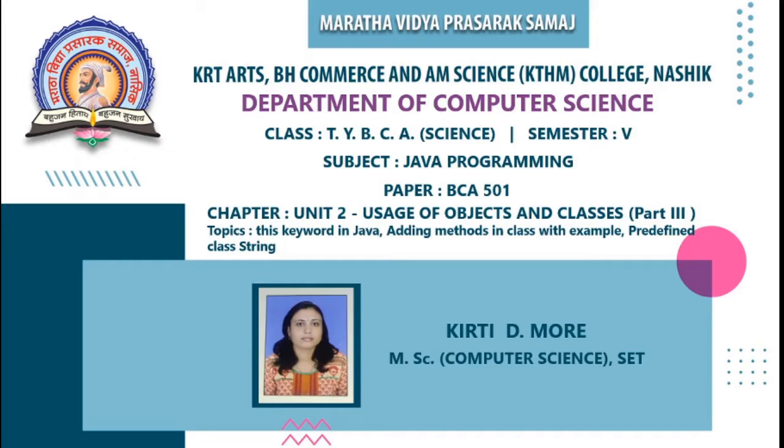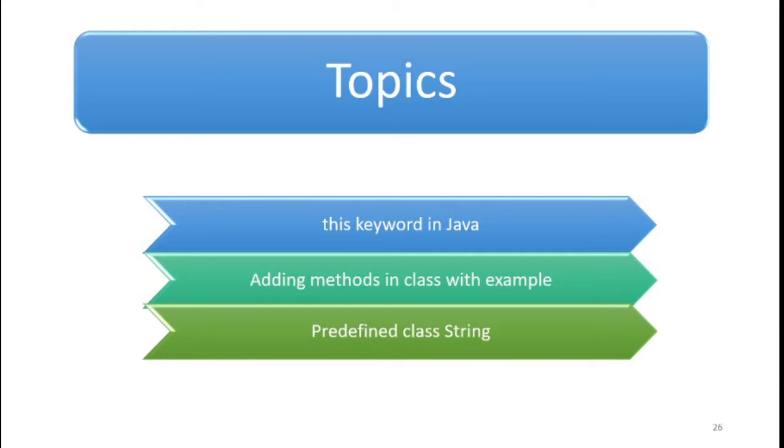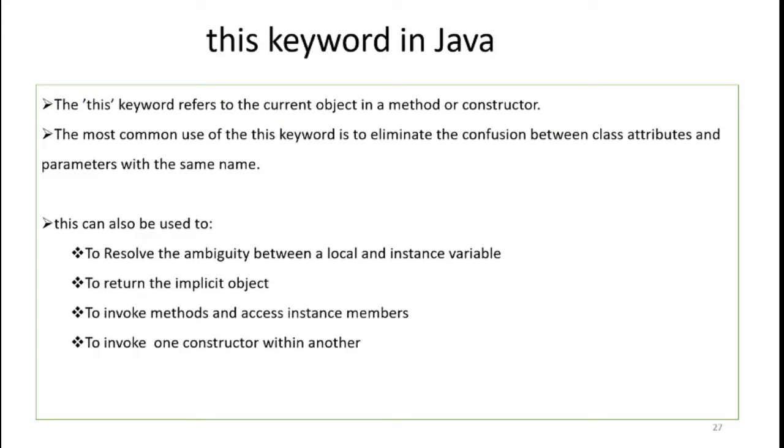We are going to continue with Unit 2, that is usage of objects and classes. And today, the topics are this keyword in Java, adding methods in class with example, and predefined class String. So today we are going to discuss these topics. We'll start with the this keyword in Java.